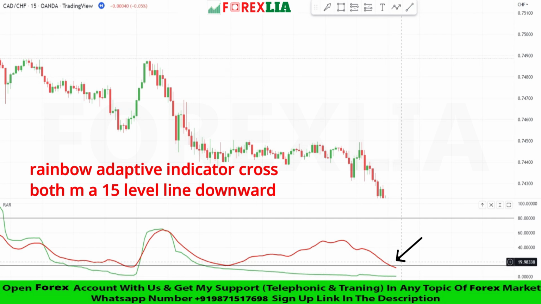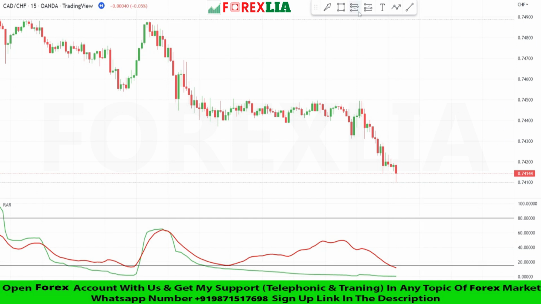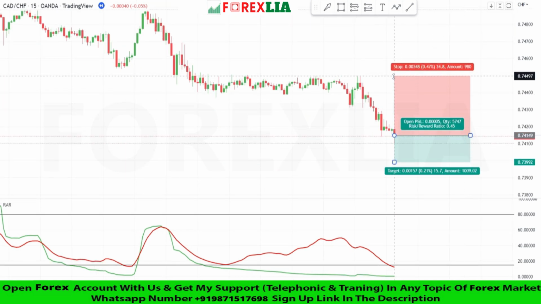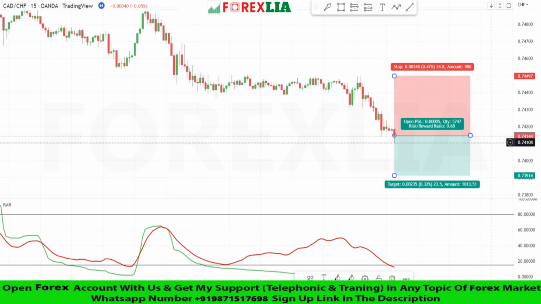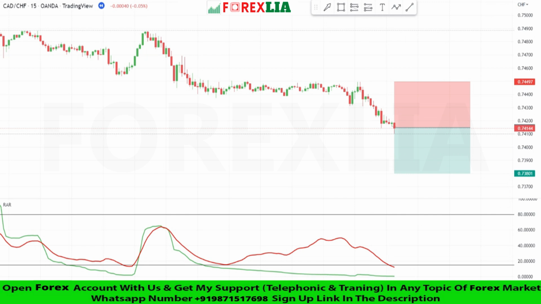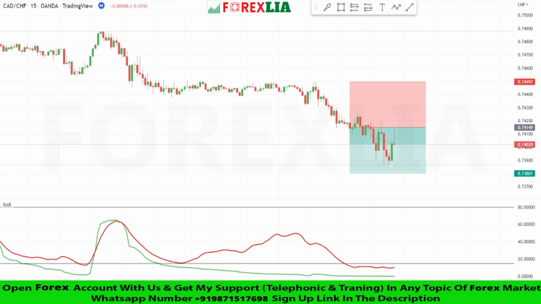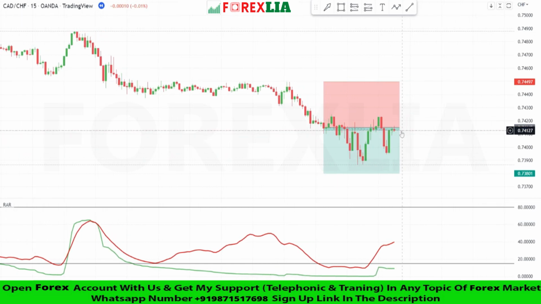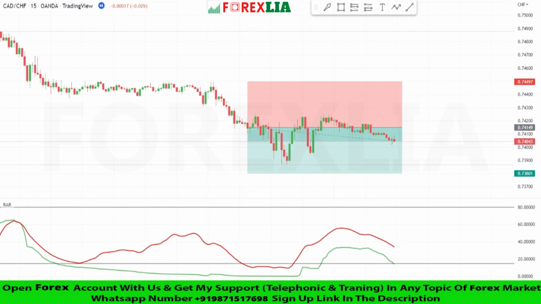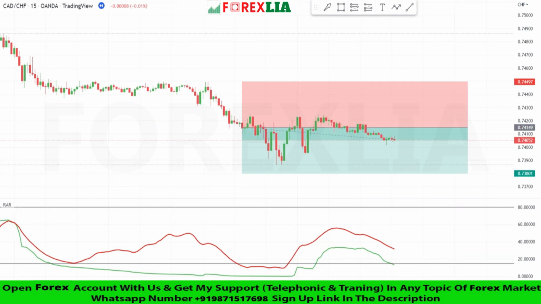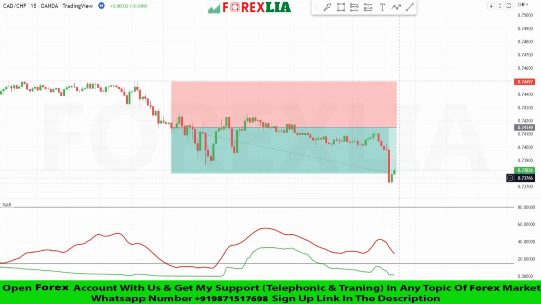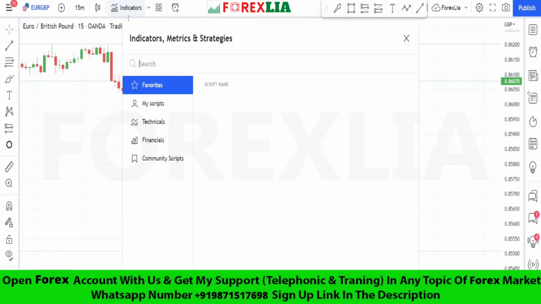Here is the sell signal confirmation. We place a sell trade here. Set stop loss at the previous high point. Set profit target 1:1. We won this trade. Second indicator.